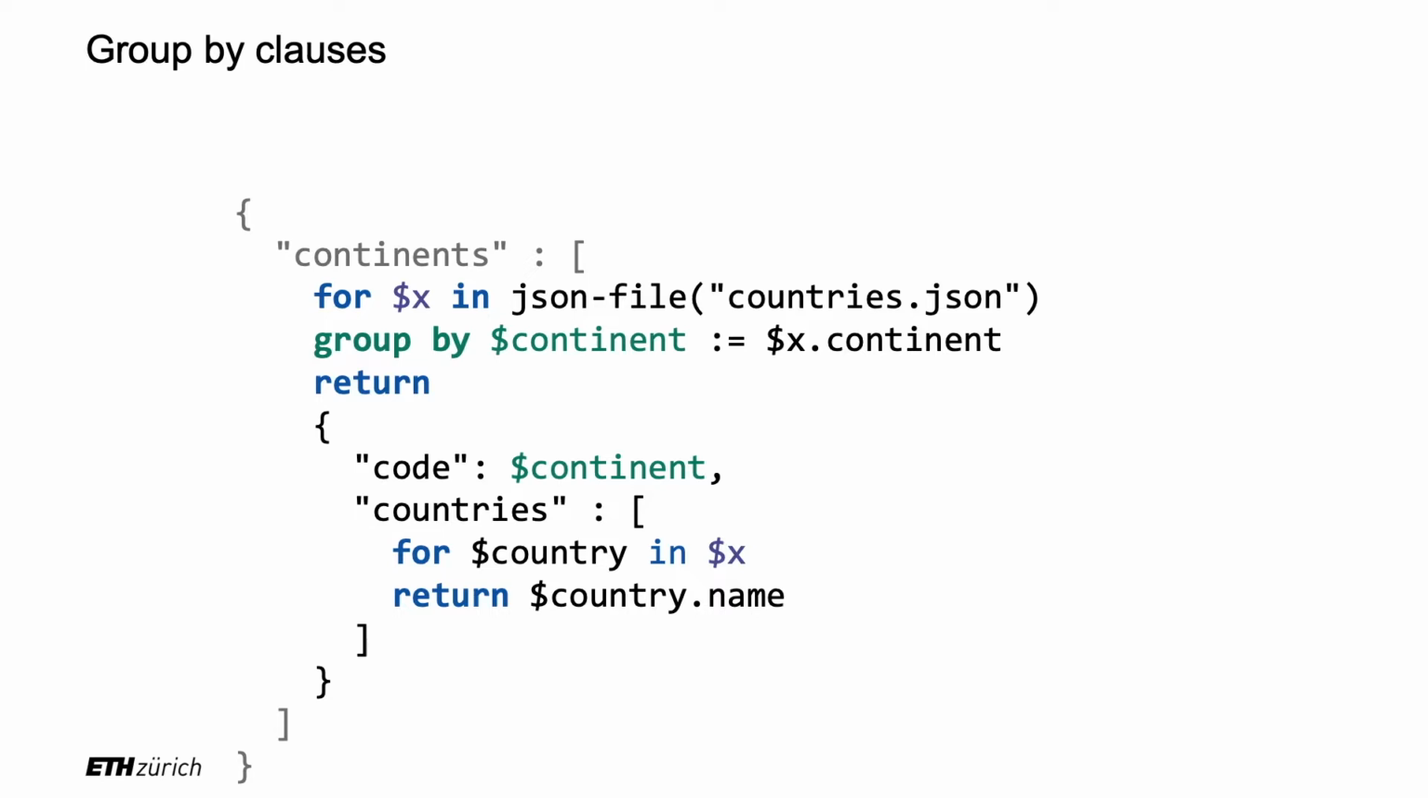So focus on the for group by return. For $x is going to bind x to each one of the possible objects in countries.json, right? Possibly in parallel. Group by continent is going to shuffle everything around and then create a group for each unique value of $x.continent. So there's going to be 6, depending on your counting, if you consider North America and South America the same or not. But that's the idea: 6 groups, so $continent has 6 possible values.